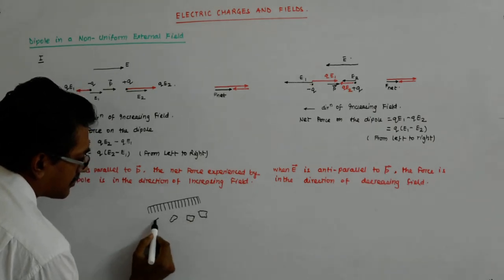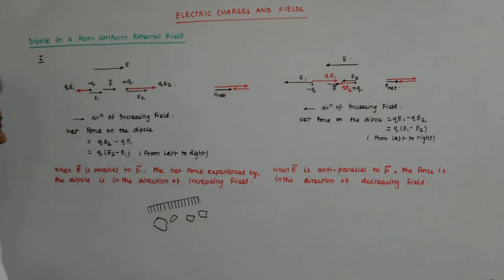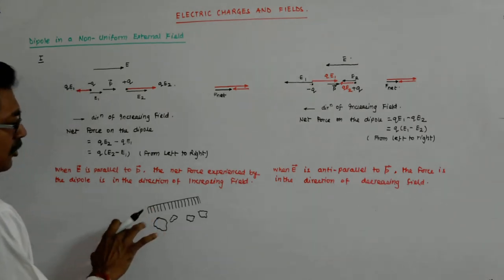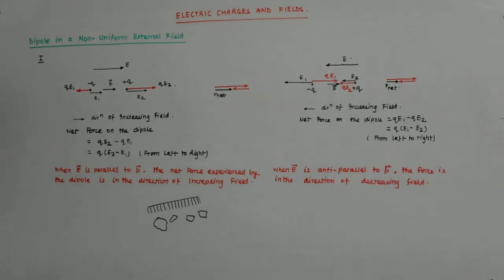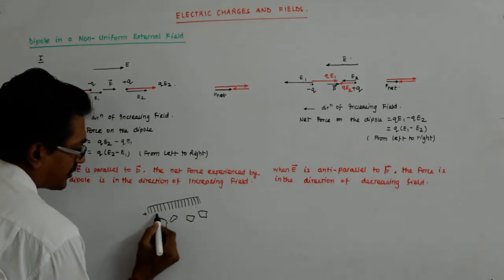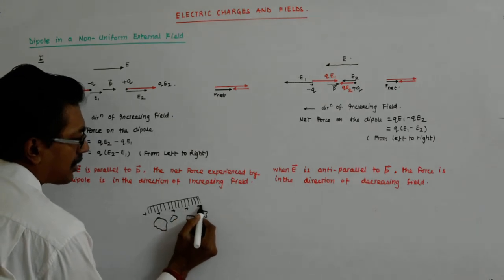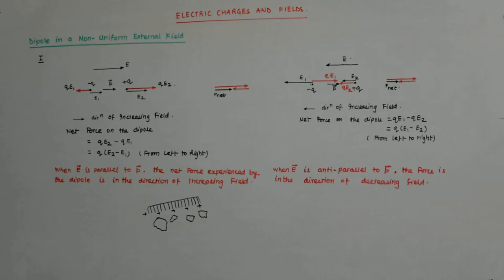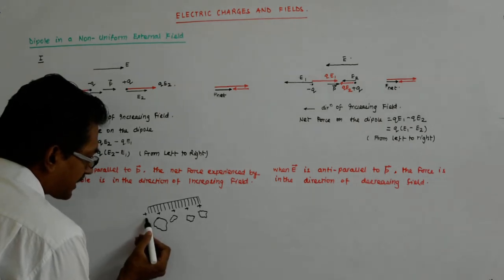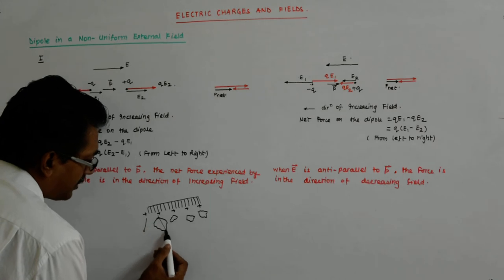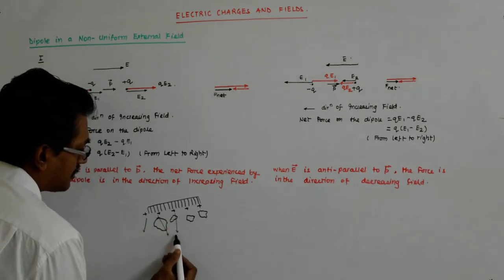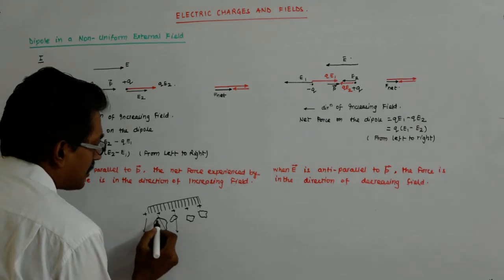I'll draw one a bit bigger. Let us say the comb becomes positively charged due to rubbing on the hair, right? Then the field will be something like this. This will be a pretty non-uniform kind of field, so maybe something like this and this. They'll not obviously intersect. Now what happens?